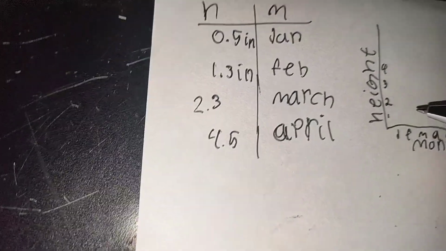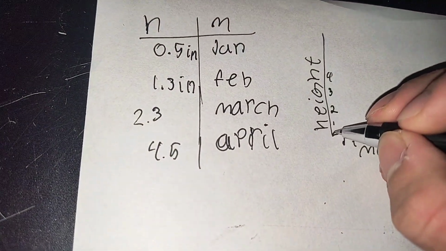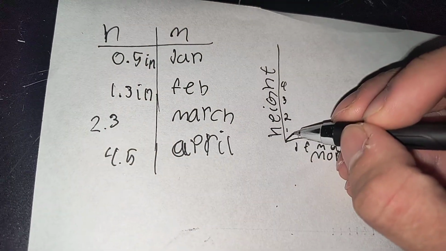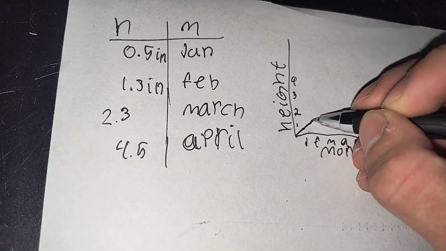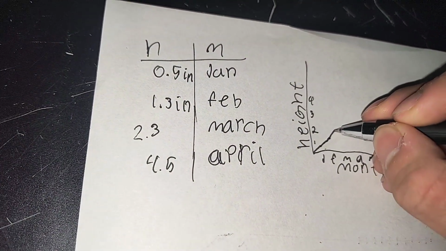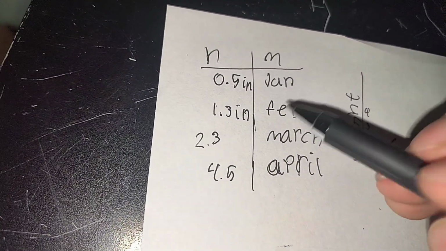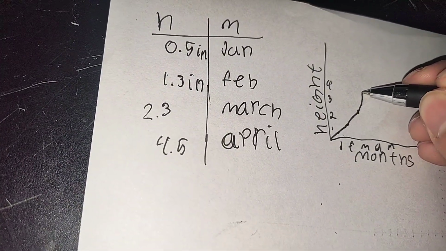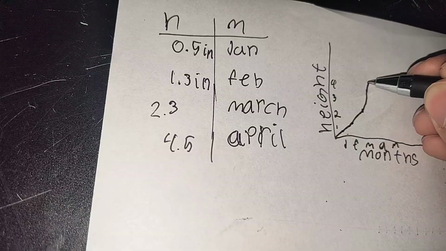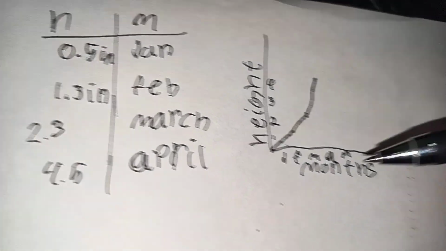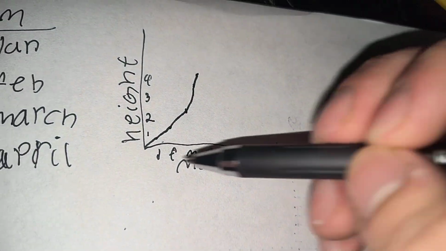So in January, we could say, 0.5. Well, January, that means it was only about right here. And then in February, it was at 1.3. So it was about right there. But in March, it was at 2.3. So it was about right there. And in April was 4.5. So it was about right there. And we can track the growth of the plant over months using the chart. Months right here and the height over here.